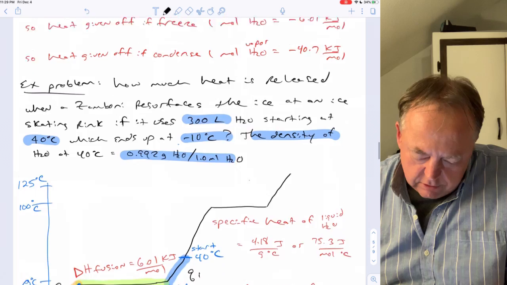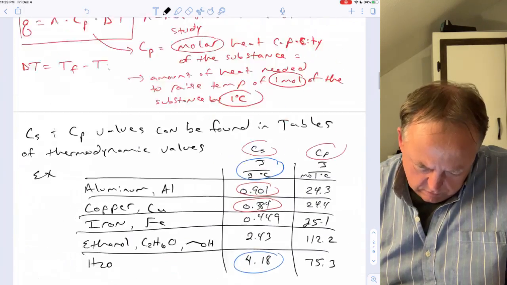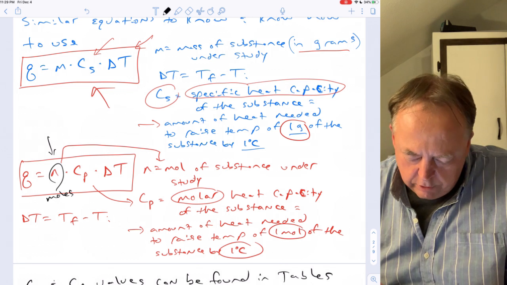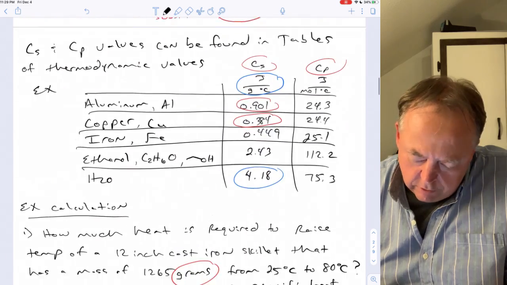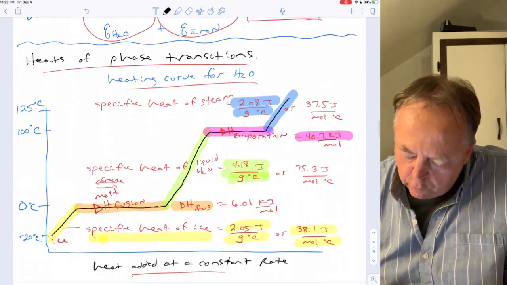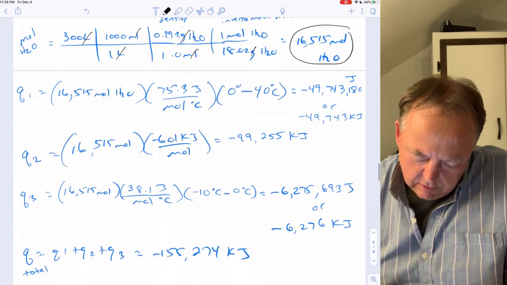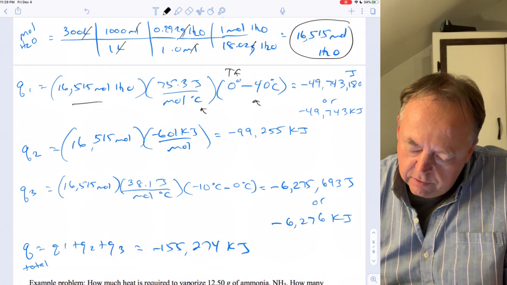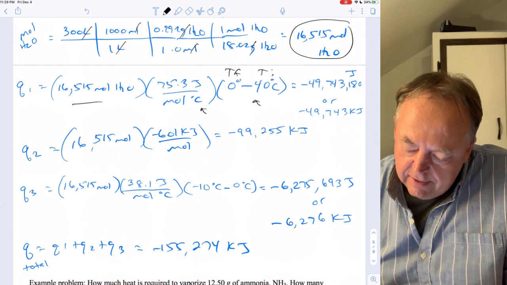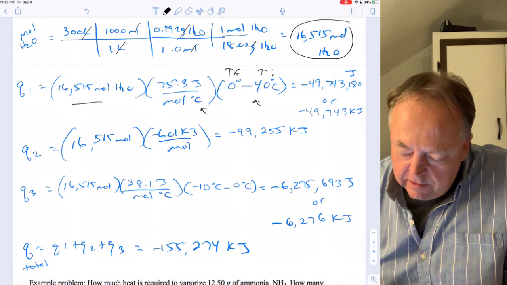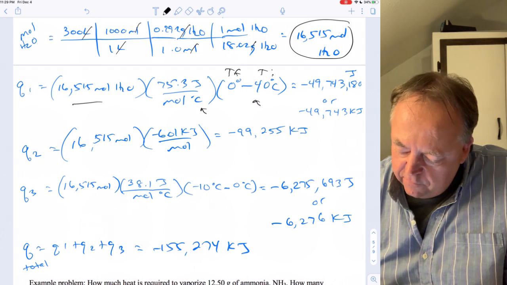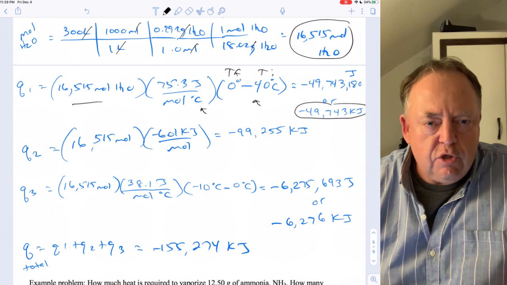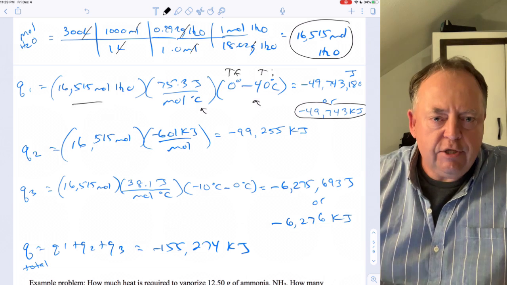So now we can use these equations. We can use that equation, right? Since we have the moles of water, and we know C sub P, we can look that up, and we know the temperature change. It's going from 40 to 0, right? So we take the moles of water times C sub P of water times the temperature change. T final is 0 minus T initial, so it started at 40. So that gives you negative 49,743,180 joules, or negative 49,743 kilojoules. So negative, so it's exothermic as it should be, right? Because you're cooling off the water, so it's releasing energy to the surroundings.